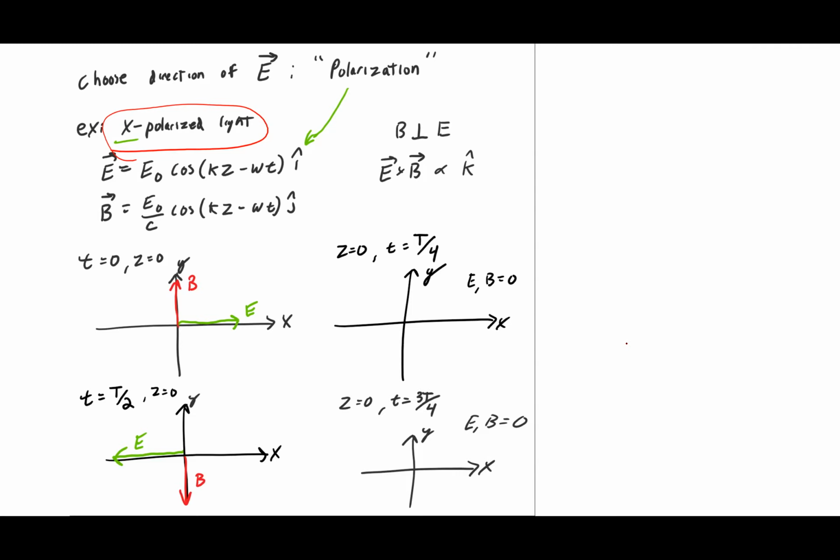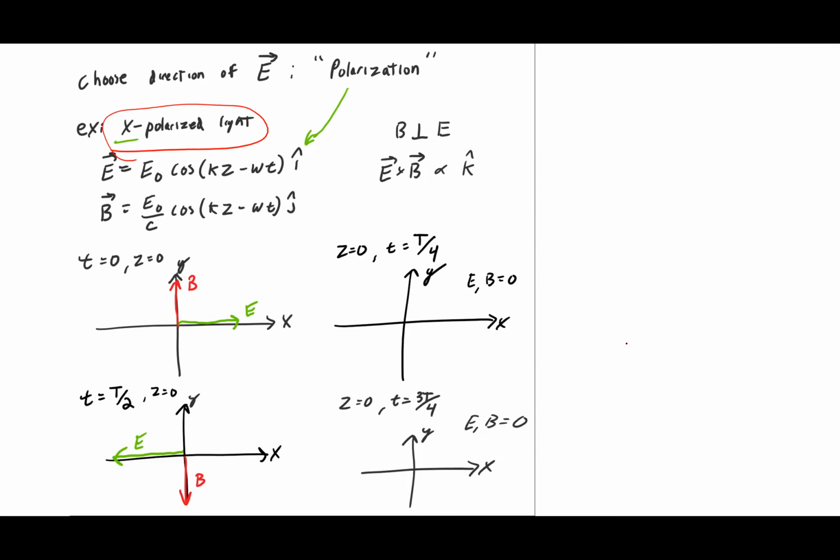So at different times, corresponding to 0, a quarter period, half period, and 3/4 of a period, I can draw the direction of the electric field. It alternates between positive X, 0, negative X, and 0. So that's what I'm representing when I sketch out that transverse wave.